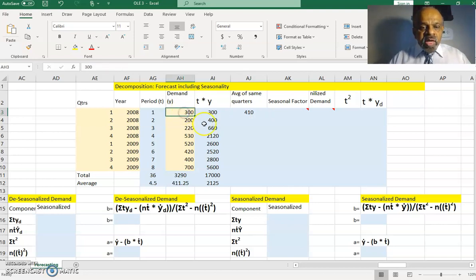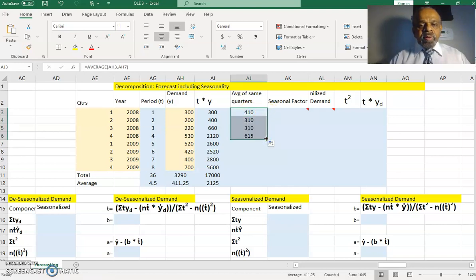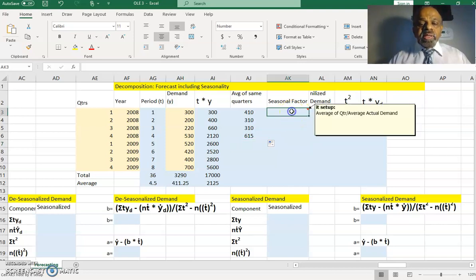So the average of 300 and 520 is 410. So now I can copy and paste for the remaining, and that is going to be the same thing here also. You see, that is going to be the same thing here as well. Now I'm going to find the seasonal factor.